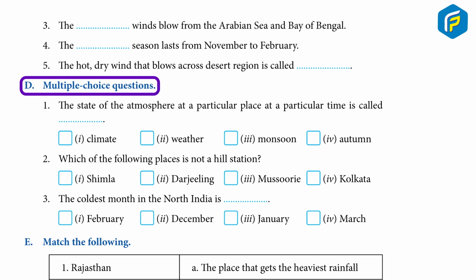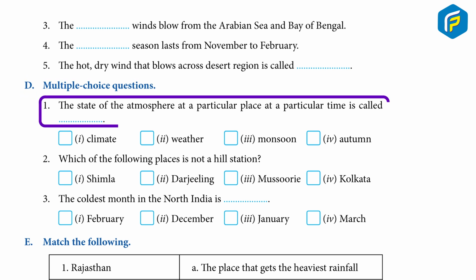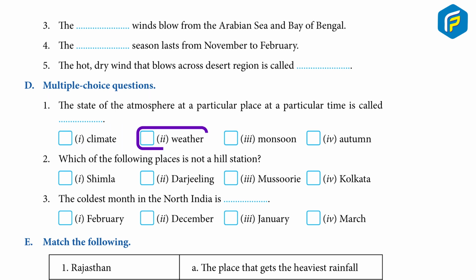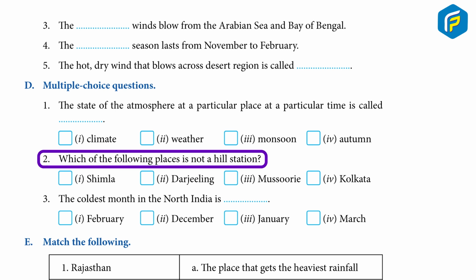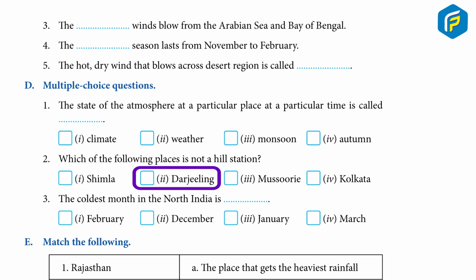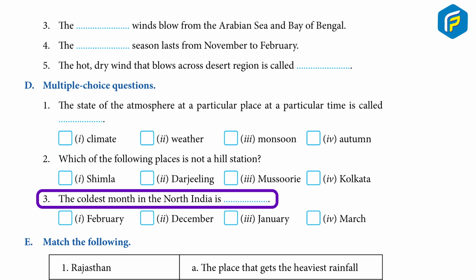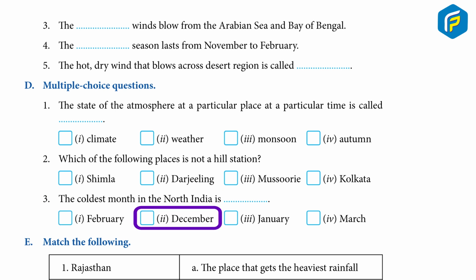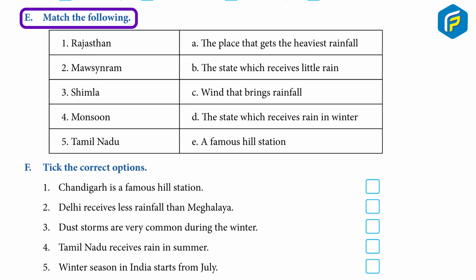D. Multiple choice questions. 1. The state of the atmosphere at a particular place at a particular time is called dash. 1. Climate. 2. Weather. 3. Monsoon. 4. Autumn. 2. Which of the following places is not a hill station? 1. Shimla. 2. Darjeeling. 3. Mussoorie. 4. Kolkata. 3. The coldest month in North India is dash. 1. February. 2. December. 3. January. 4. March.